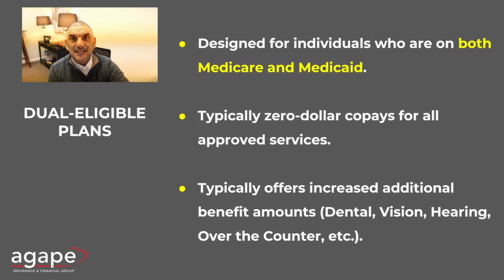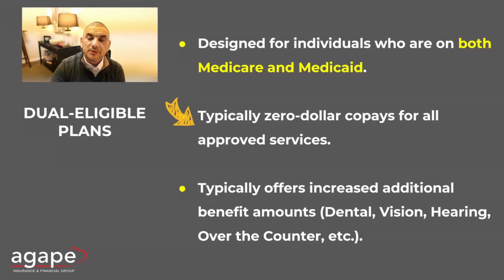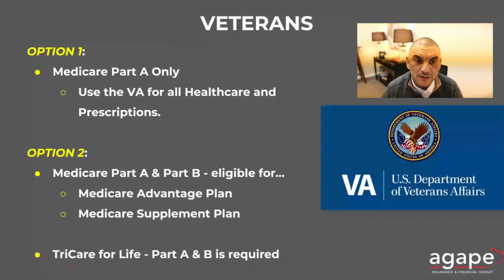These are zero premium plans, unlike a traditional Medicare Advantage plan. They give you just more benefits. It just unlocks more benefits for you as the Medicare beneficiary. Once again, typically $0 for copays on all approved services. Typically offers increased additional benefit amounts, dental, vision, hearing, over-the-counter, grocery, and so on and so forth. So there's a special plan if you're on Medicare and Medicaid.